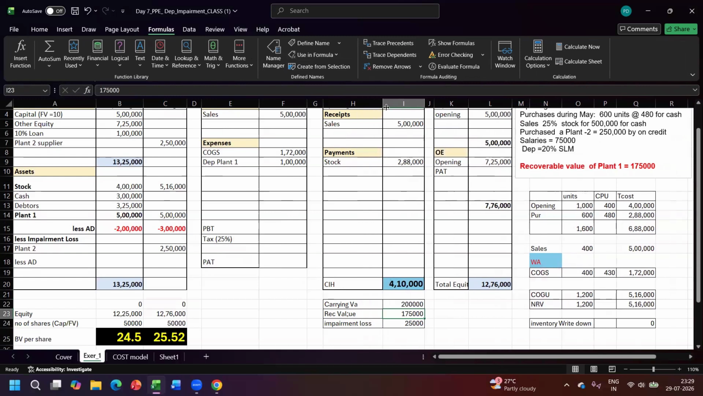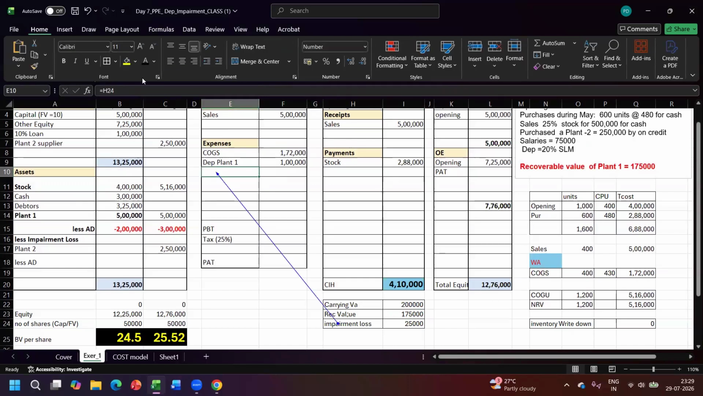Ind AS 36 says if the recoverable value is lower than the carrying value, the value of the plant should be reduced to that extent, and the impairment loss should be shown as a loss in the income statement. And to that extent, the value of the plant should be reduced.